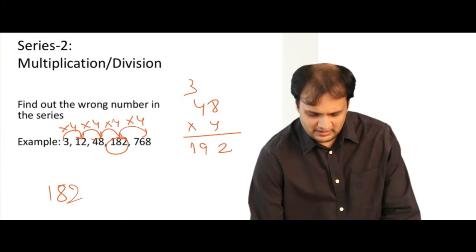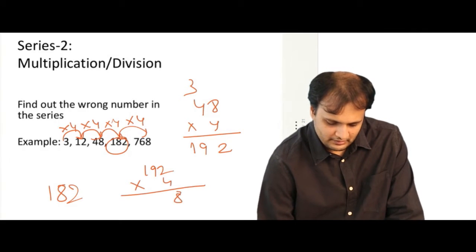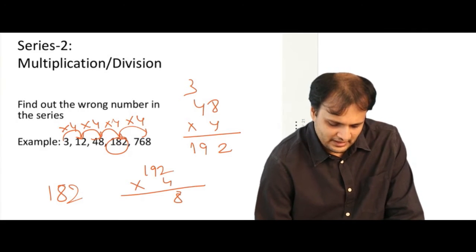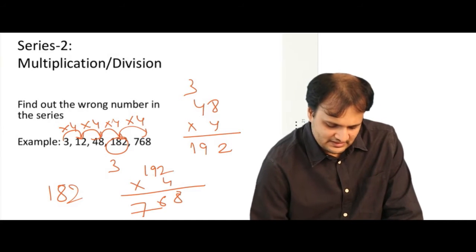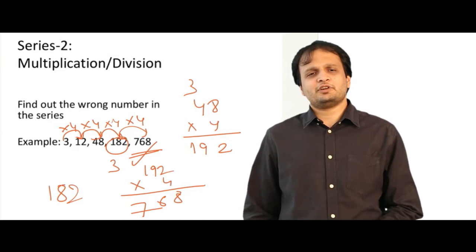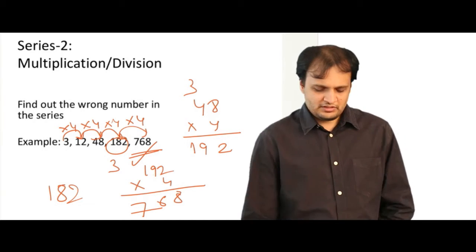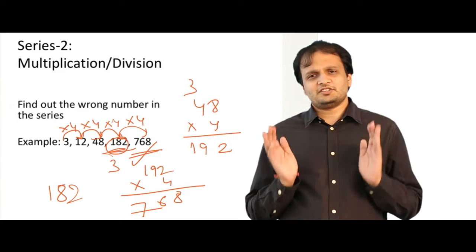How to verify this? Again, you can check 192 multiplied by 4. 4 2s are 8, 4 9s are 36, 4 1s are 4, plus 3 is 7. So 768. This is correct. When would this be correct? If your 182 would have been 192. So this is the wrong number in the series. So the answer is 182.